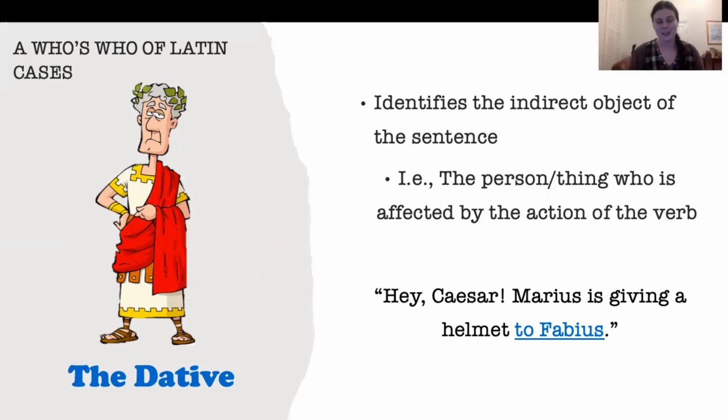So if we look at the example sentence, hey Caesar, Marius is giving a helmet to Fabius, right? Marius is not giving Fabius, right? He's not gifting Fabius to the zoo or something like that, right? He's giving something else to Fabius. So Fabius is being affected by the act of giving, but he's not the thing being given. So that's what makes him an indirect object versus a direct object.